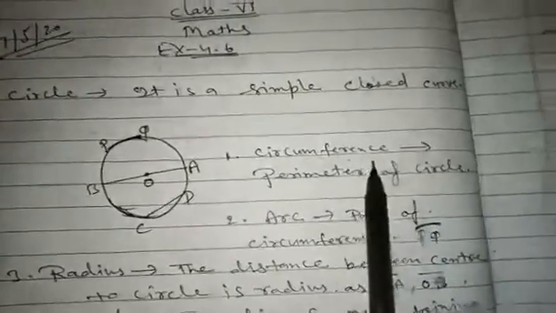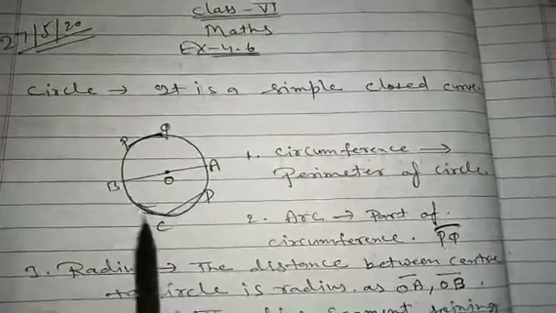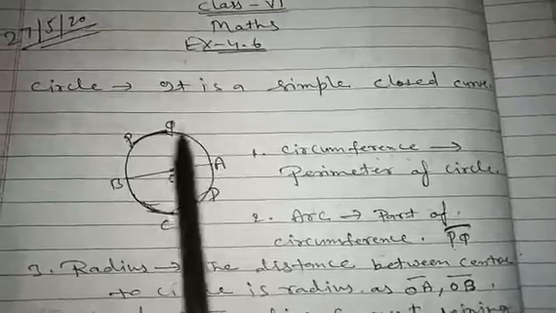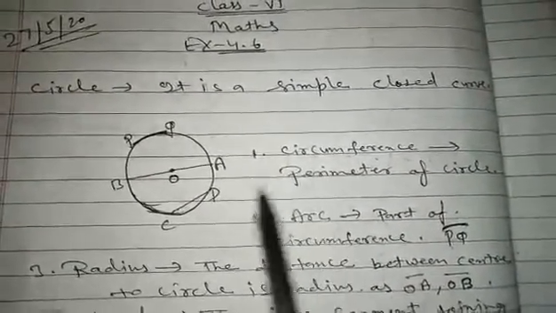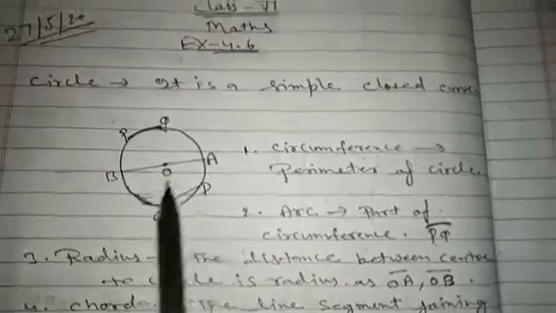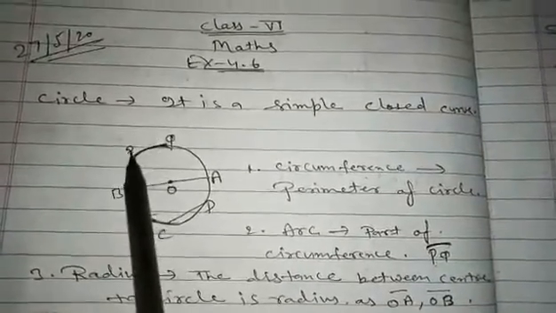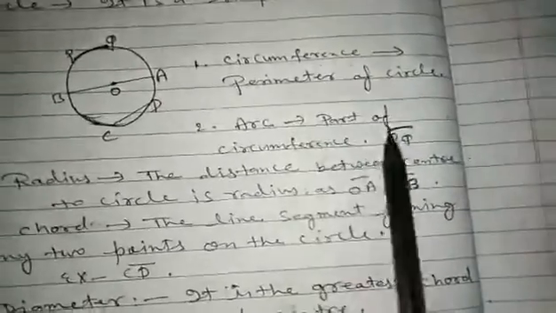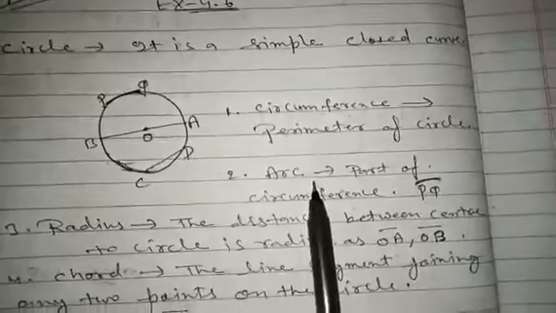First, circumference, the perimeter of the circle. This is the outer part of the circle, and it is the circumference. So the perimeter of a circle is the circumference. Third, arc. You see, this is an arc. What is an arc? A part of the circumference. A part of the circumference, that is PQ, is said to be an arc.